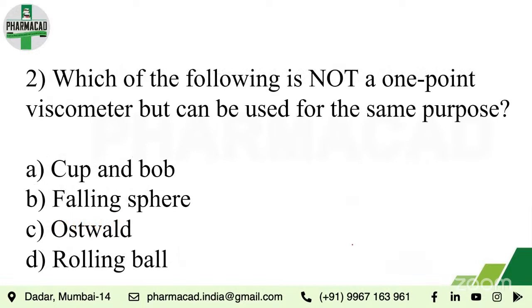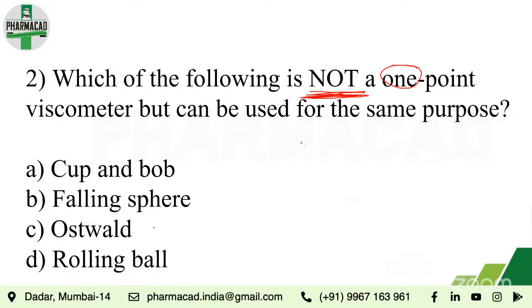Which of the following is not a 1-point viscometer but can be used for the same purpose? Look at it one by one. Is falling sphere a 1-point viscometer? What is a 1-point viscometer? A 1-point viscometer is a viscometer which measures viscosity at one shearing stress. You can't really change the shearing stress in that.